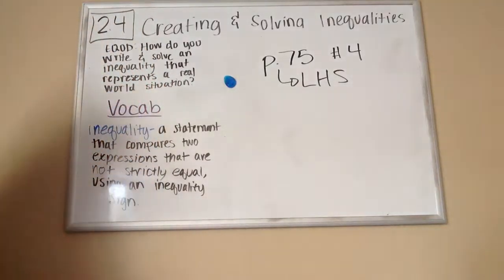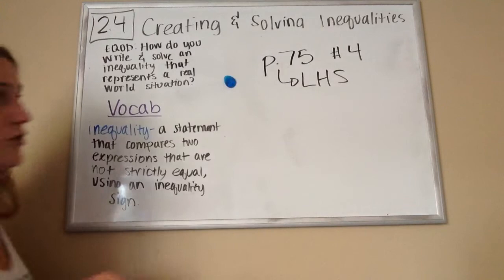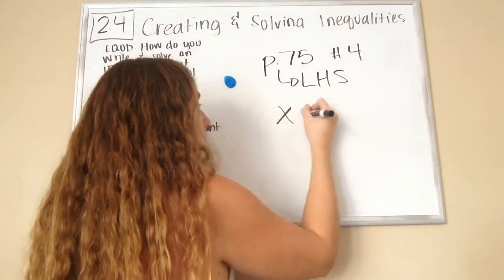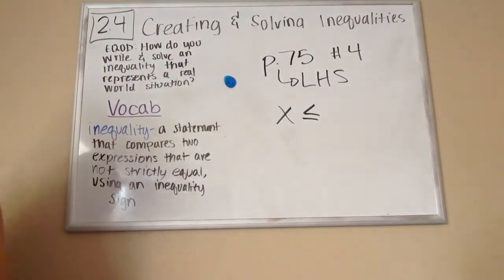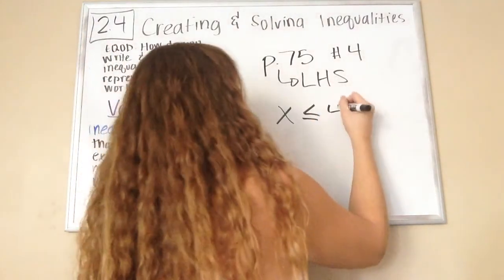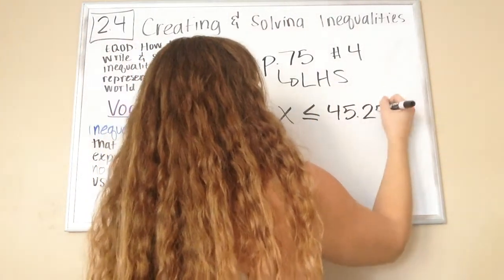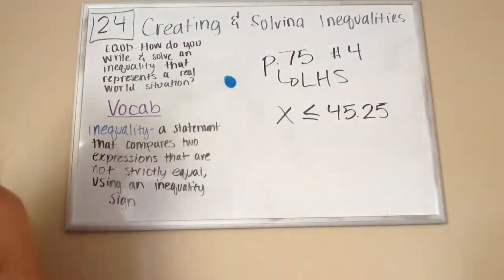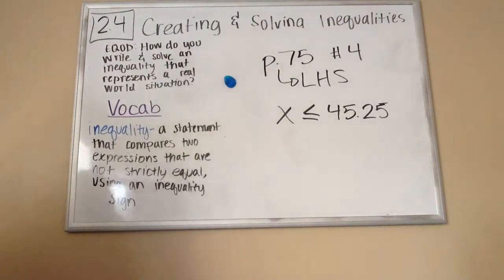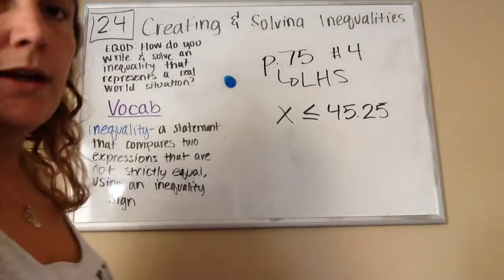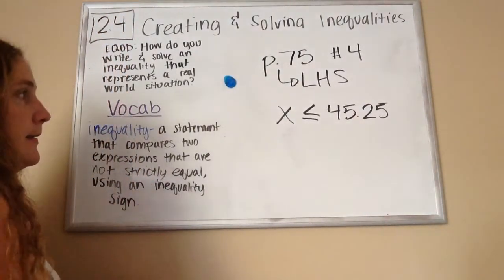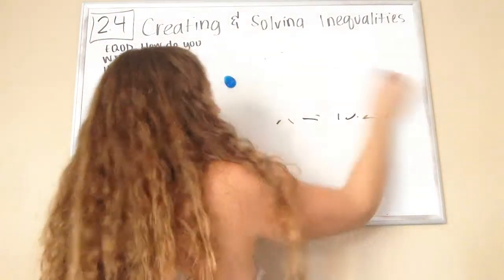Okay, go ahead and pause the video, complete that. All right, if you're back with me, I'm assuming that you have completed this on the left-hand side, and your answer should be x is less than or equal to 45.25. Awesome. Cool. We've got 3 more we're going to do. So a little more complex ones, and we will be done. All right, gonna erase this.